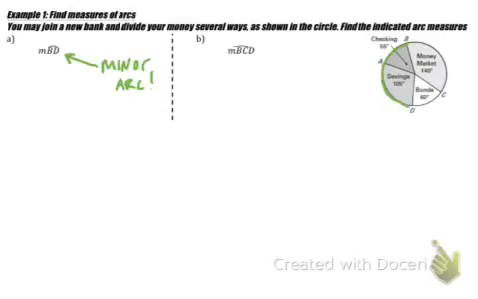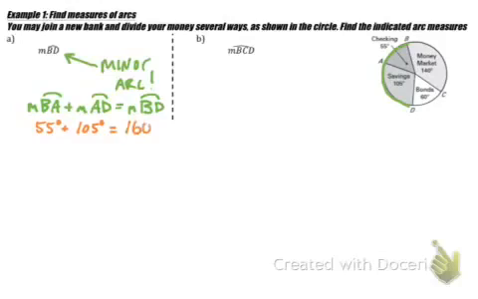So the measure of arc BD is going to be the sum of its parts. If we add the measure of BA plus the measure of AD, then we will get the measure of our total arc. The measure of BA is 55 degrees plus the measure of AD is 105 degrees, so the measure of arc BD total is 160 degrees.